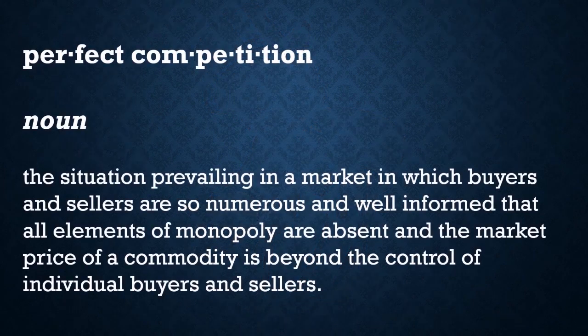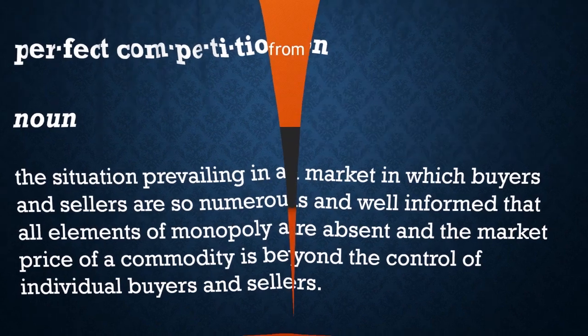So we'll start by studying perfect competition, the situation prevailing in a market in which buyers and sellers are so numerous and well informed that all elements of monopoly are absent, and the market price of a commodity is beyond the control of individual buyers and sellers. And that's that for that section.